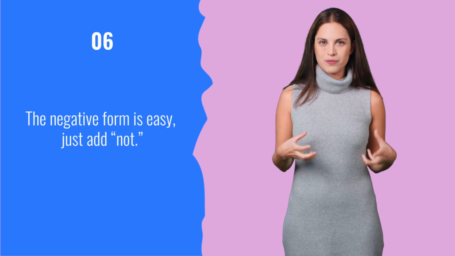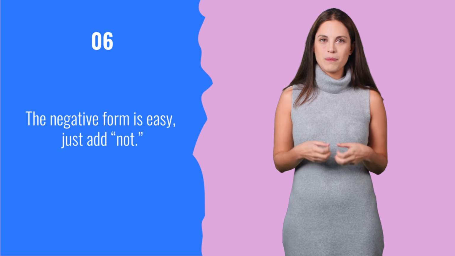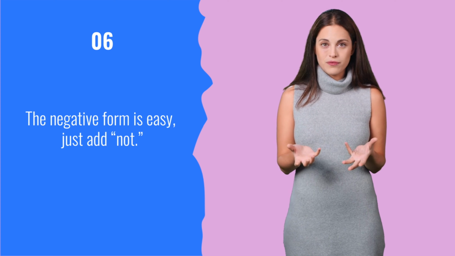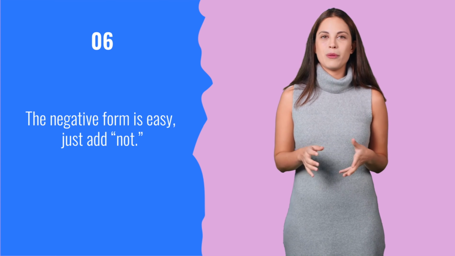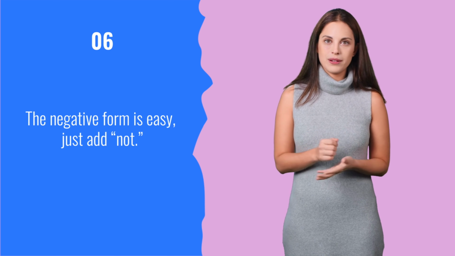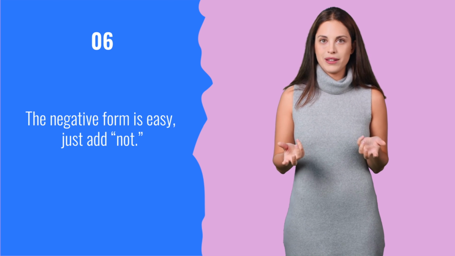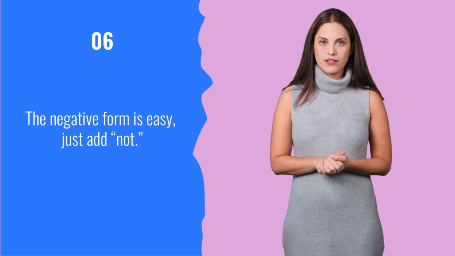For example, she wasn't sleeping. That means she was awake at that moment. She might have been lying down, the lights might have been off, but she wasn't asleep. Or this one, we weren't paying attention. Maybe someone was speaking, maybe something important was happening, but we weren't focused. Our minds were somewhere else.